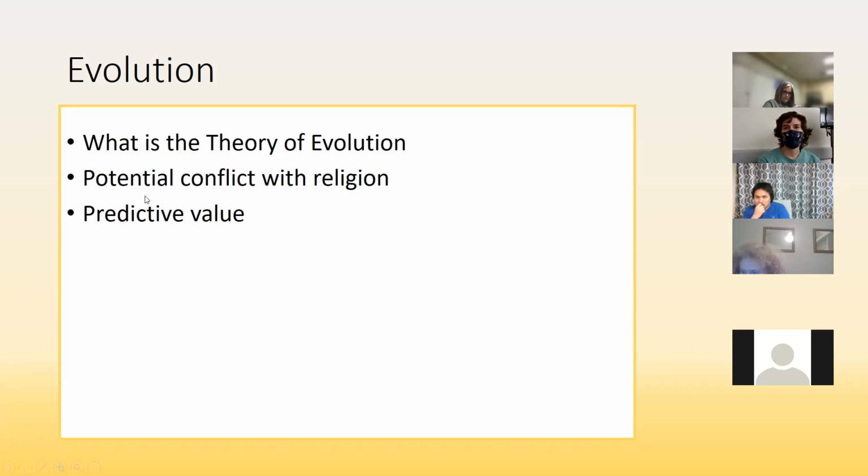Now I realize that there is a potential conflict with religion. Personally, I am not anti-religion. I'm actually very religious. I'm active in my church. And for me, religion deals with the metaphysical, things that we can't run experiments on. There are things that science can't answer.